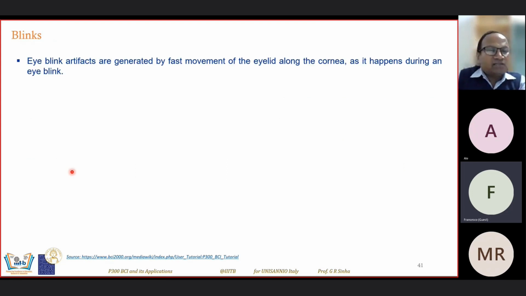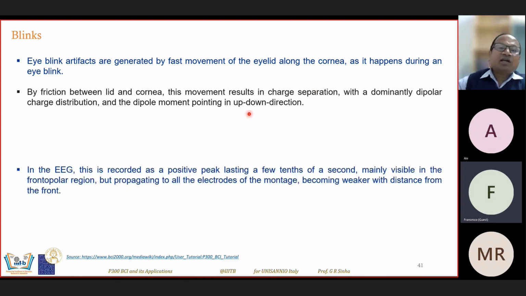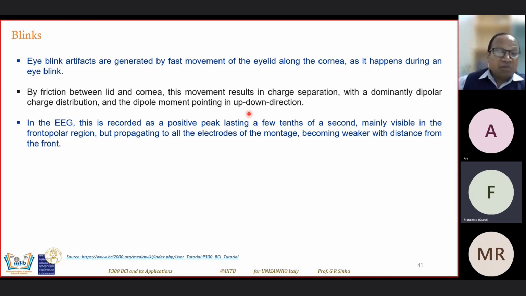Now talking about blinks, eye blink artifacts are generated by the fast movement of the eyelid along the cornea, and it happens during an eye blink. You have seen in that example when an eye blink was there, the distortion was taking place in the signal. By friction between lid and cornea, this movement results in a charge separation. This is the phenomenon. With the dominantly dipolar charge distribution, the dipole moment pointing in the up-down direction, our lids start blinking.